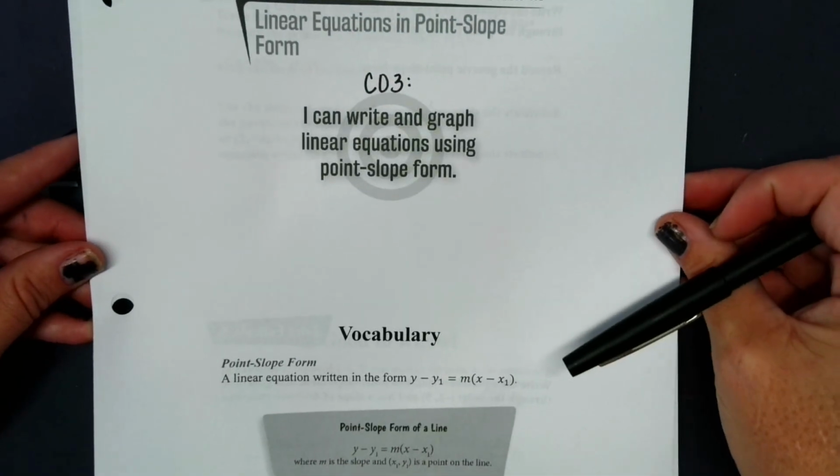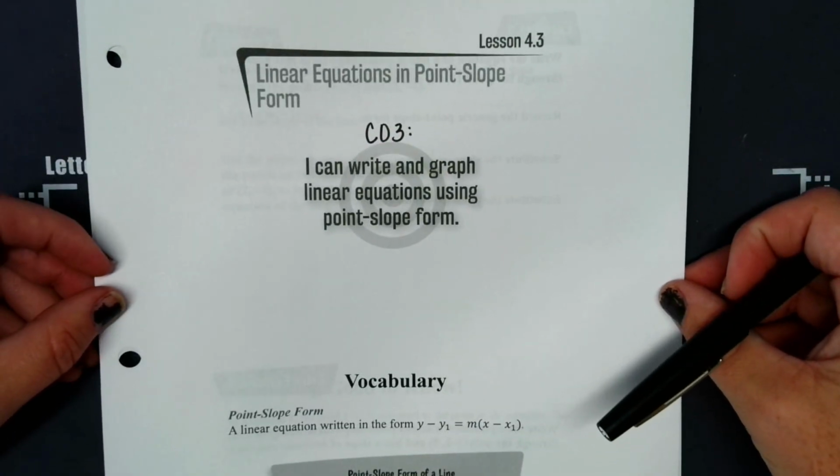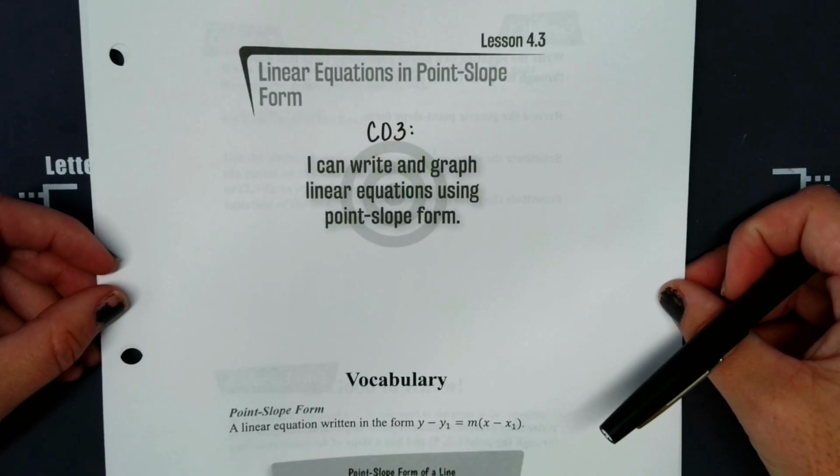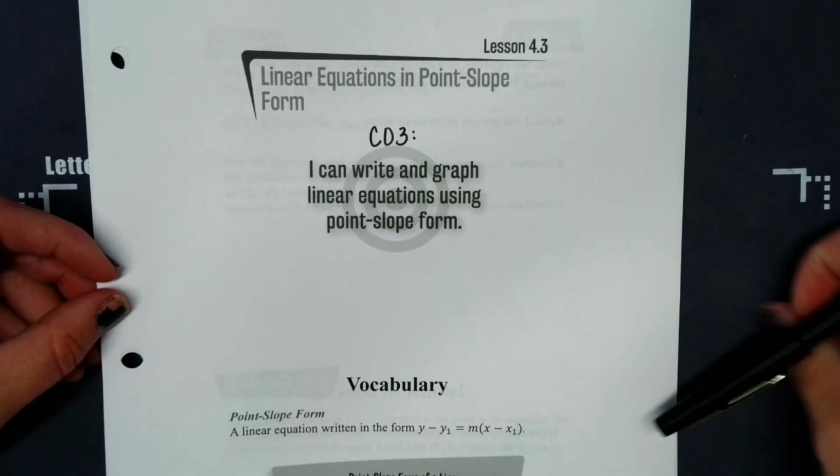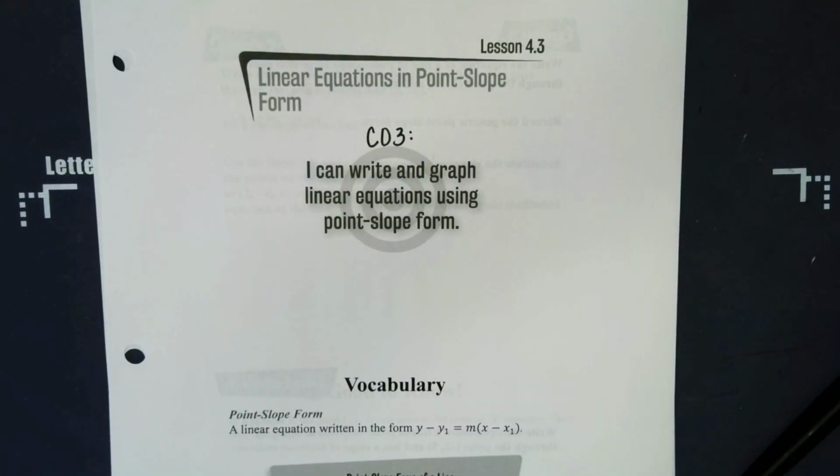No. Okay. I can write and graph linear equations using point slope. So do you remember when I first started talking to you guys about linear equations, right? And we talked about the form y equals mx plus b. And we said that that was one form of a linear equation. Do you remember that? Okay, so that's one form of linear equations, y equals mx plus b.